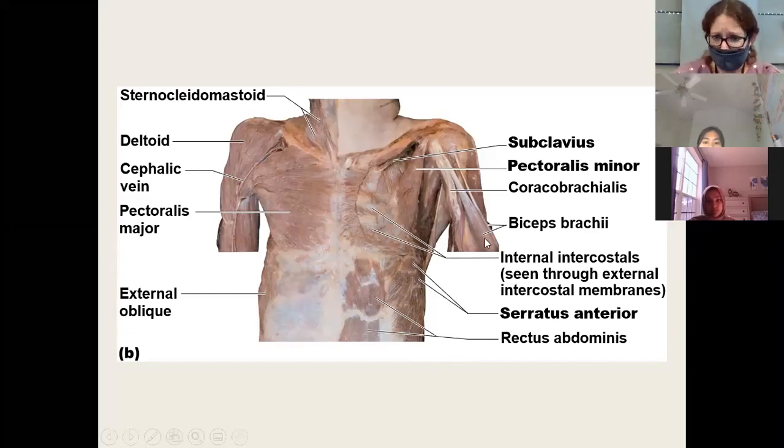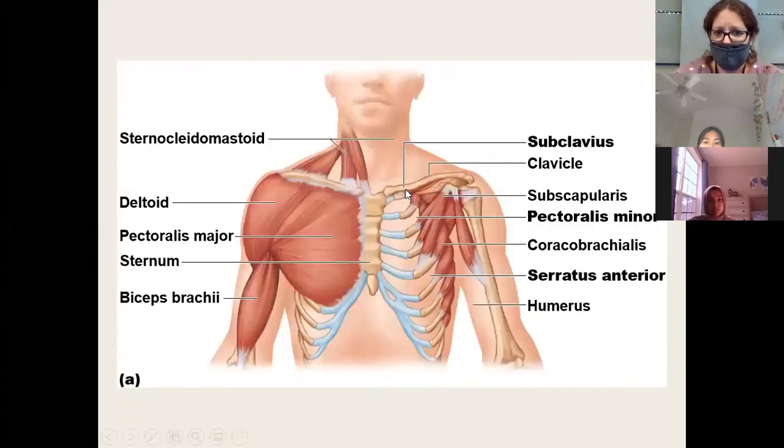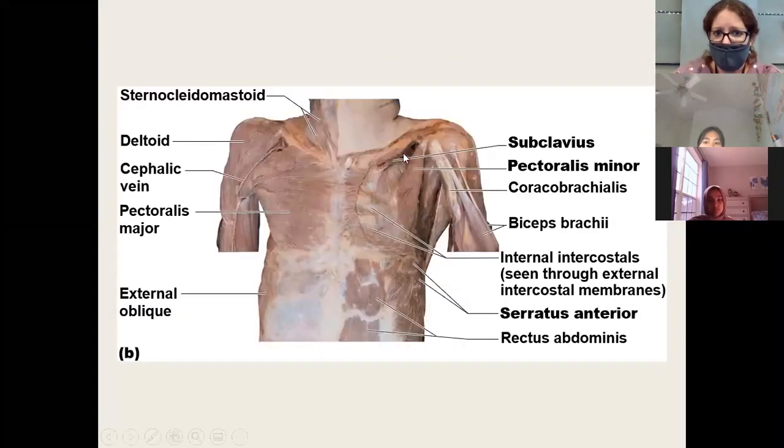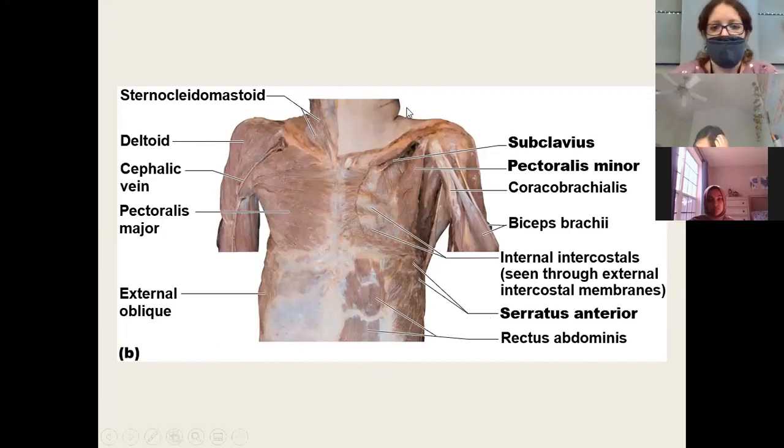Biceps brachii, subscapularis, there it is, pointed in the right direction. Here's the drawing of the subscapularis, and then here it is in the human body. Pectoralis minor, and then internal intercostals. This is a fantastic photo. And they left some skin on. Cool. Sorry, I'm a nerd.